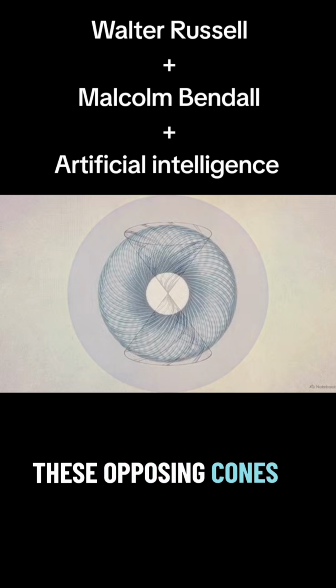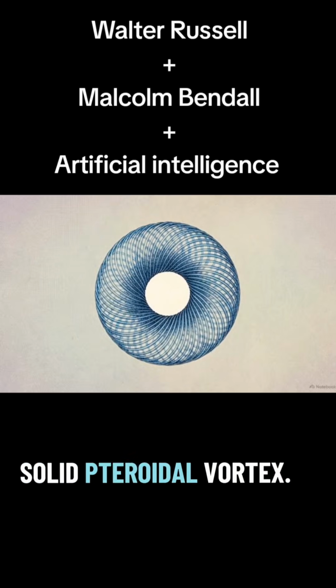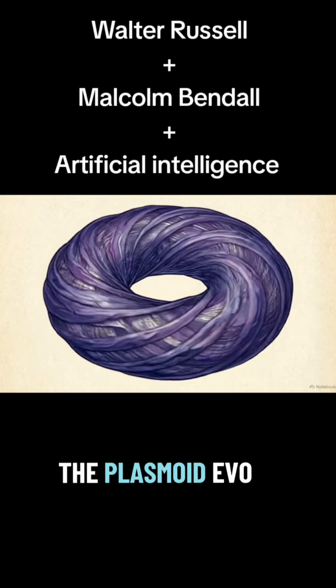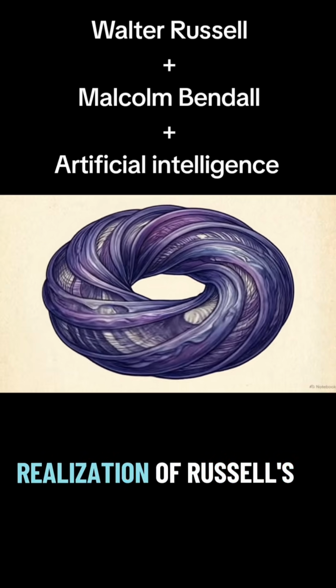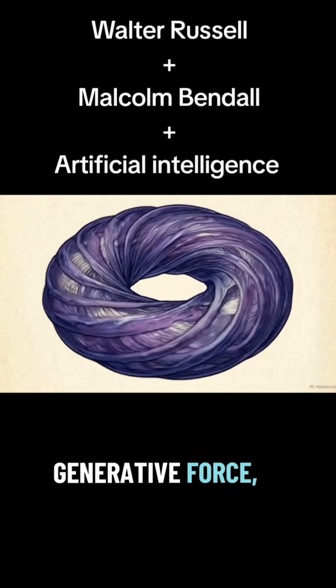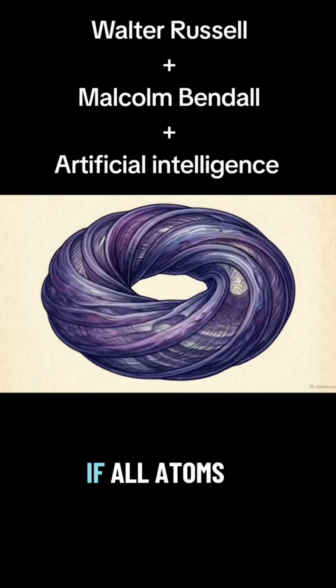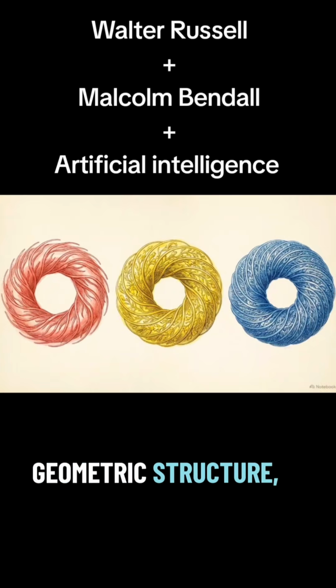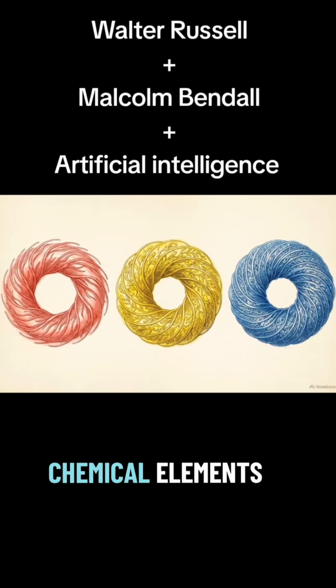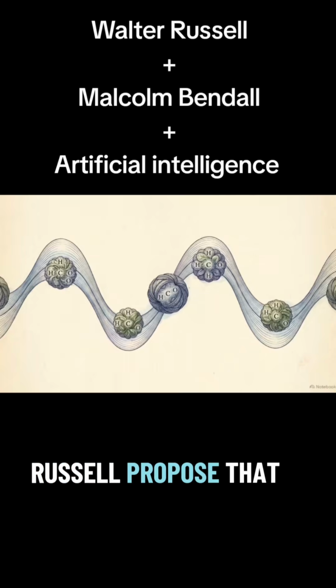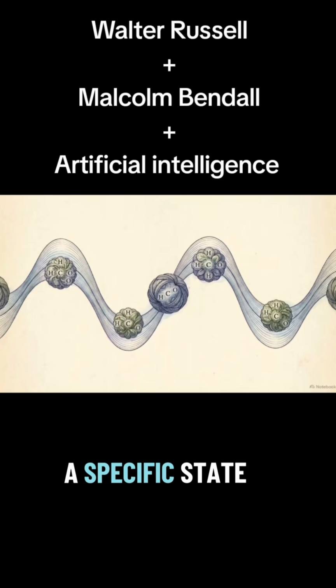These opposing cones geometrically equal a solid toroidal vortex. The plasmoid EVO represents the physical realization of Russell's generative force, concentrating energy into a dense gyroscopic top. If all atoms share this base geometric structure, the differences between chemical elements must stem from their specific rates of vibration. Russell proposed that every element represents a specific state of motion within a unified substance.